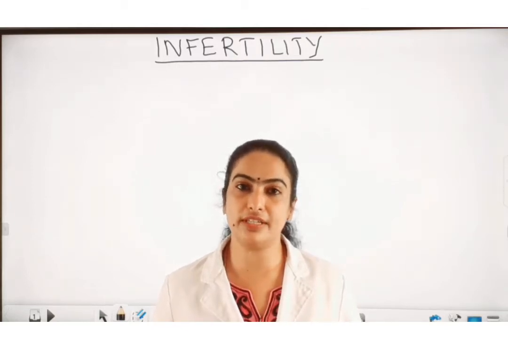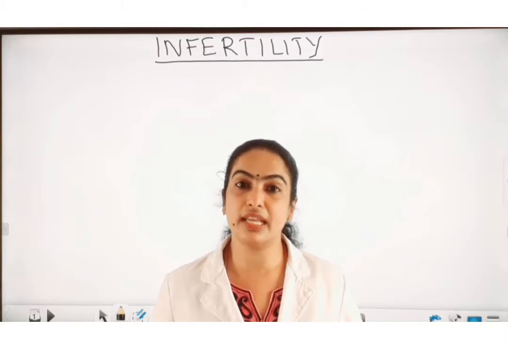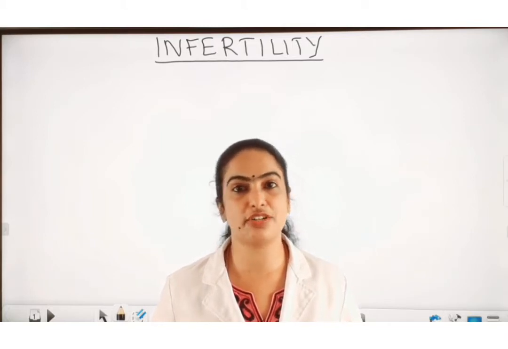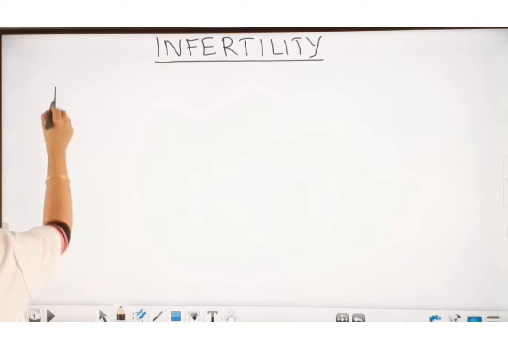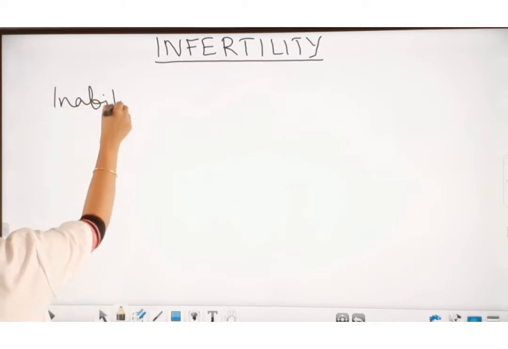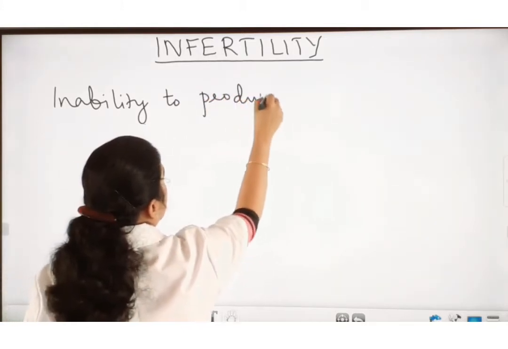Now I am going to teach you infertility. Infertility means inability to produce children in spite of unprotected sexual cohabitation. So let's see, infertility means inability to produce children.